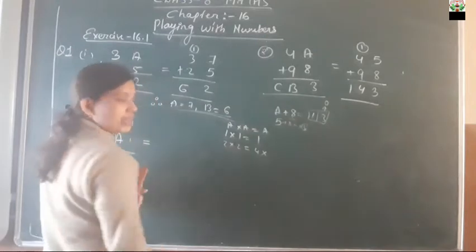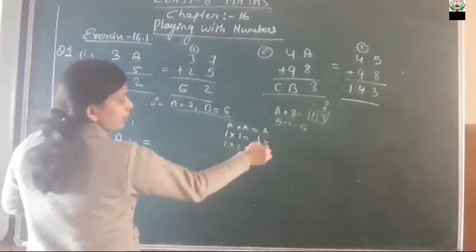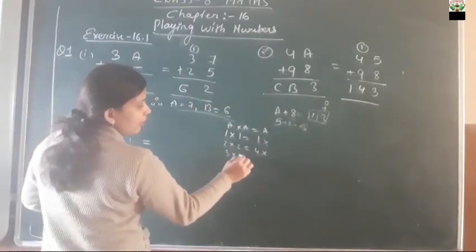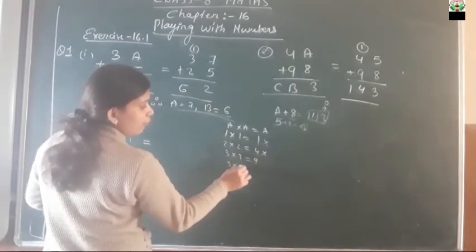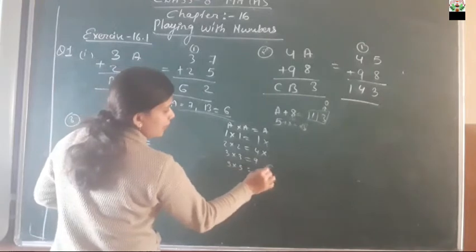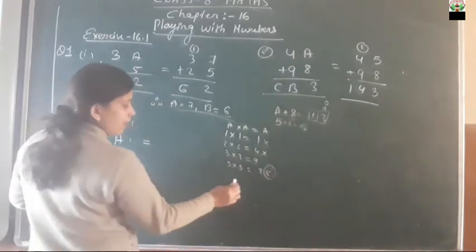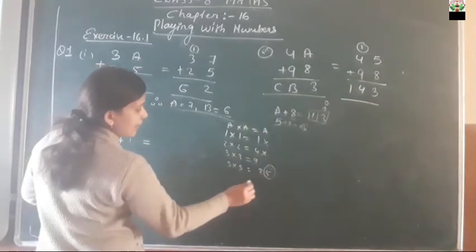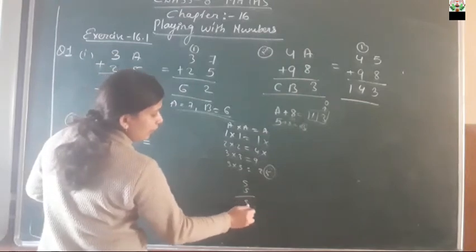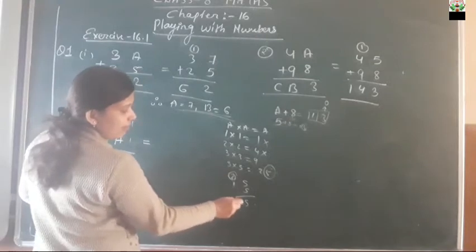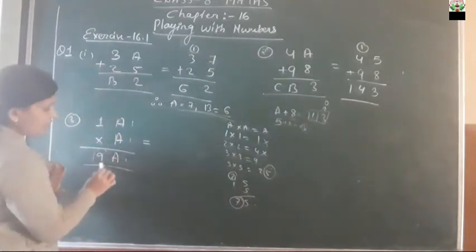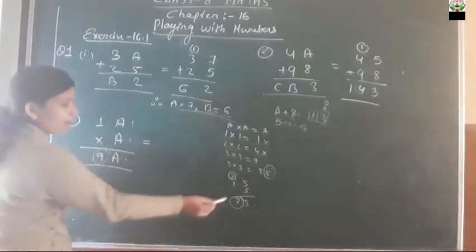8 should become, isn't it? So here 1 we cannot take, 3 into 3 is 9, 9 we cannot take, 4 into 4 is 16, we cannot take, 5 into 5 is 25, where 1's place value 5 is coming. Suppose we keep 5 in place of A, so 5 into 5 is 25, 2 carry, 1 into 5 is 5, 5 plus 2 is 7, 7 is coming, but here in this question 9 is present, so we cannot take 5 also.